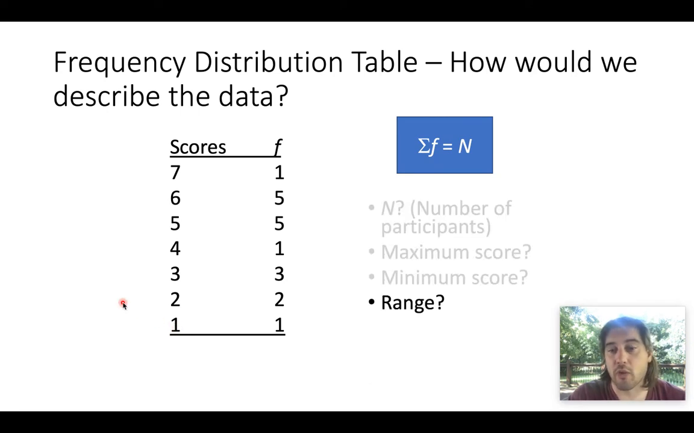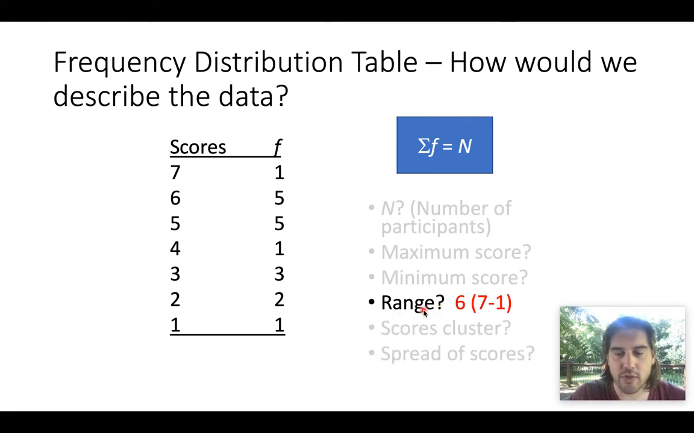We could do something like range. So range is just the highest score minus the lowest score. So our range in this data set is 6, because someone scored a 7 and someone scored a 1. So 7 minus 1 gives us a range of 6.